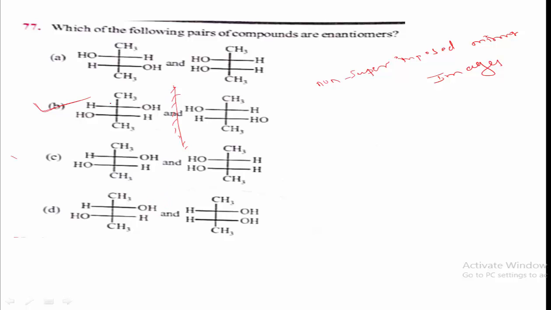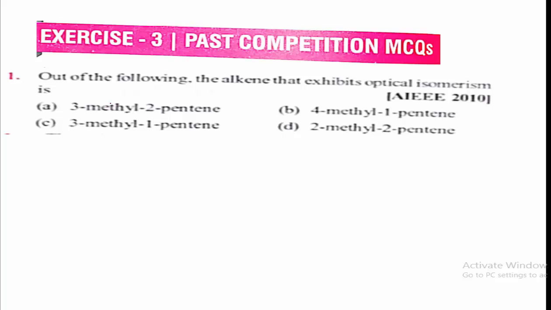Yes, therefore option B is the right answer. Next students, very important, fast competition multiple choice questions examples. In that first one, out of the following, the alkene that exhibits optical isomerism is, as if we observe which type of compound shows optical isomerism, the compounds which contain chiral or asymmetric carbon atom shows optical isomerism. First remember this point. The compounds which contain chiral or asymmetric carbon atom shows optical isomerism.